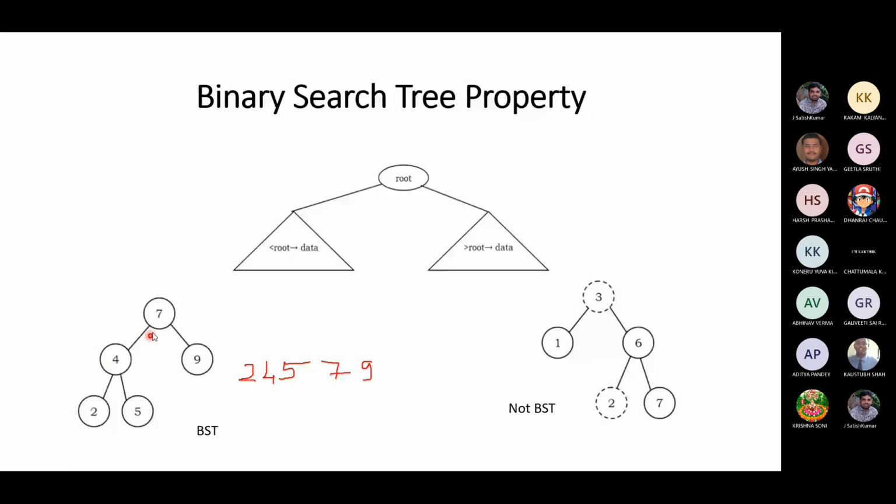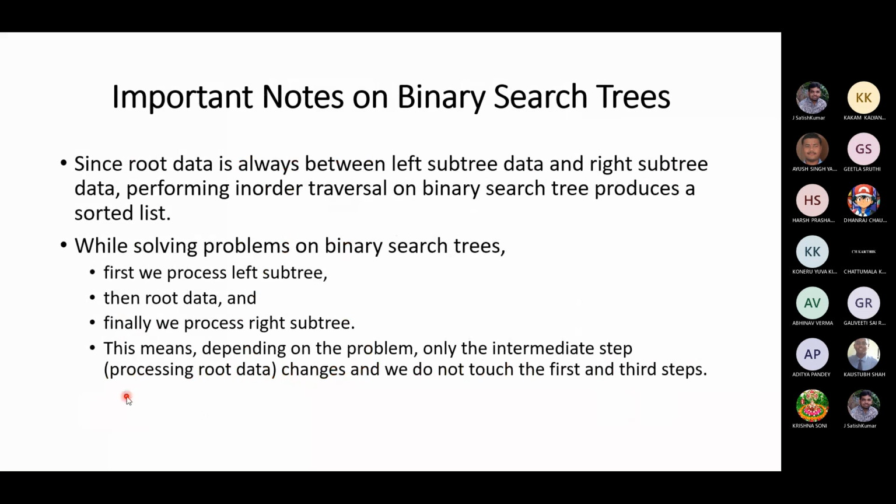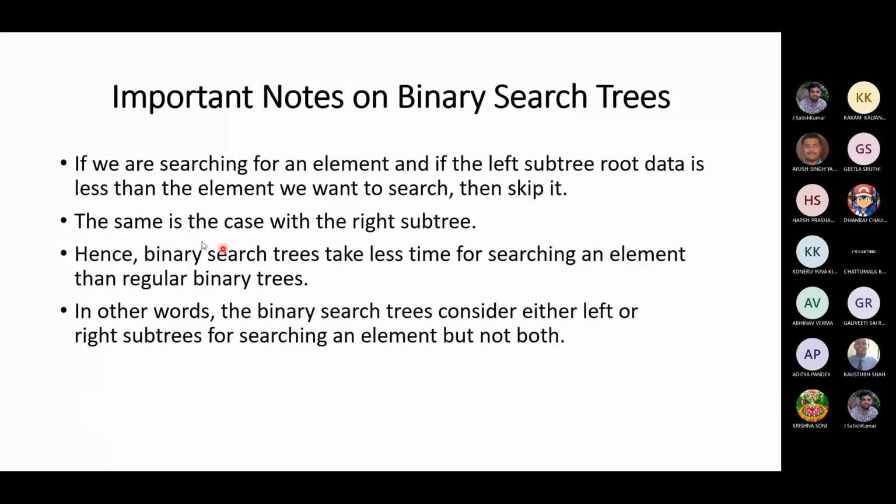Okay, so suppose you want to search 6, you will compare 6 and 7. So 7 is greater, so you will not search the right side, you will only search the left side. Likewise, that's what we have written here. The same with the right subtree. So binary search tree takes less time because it will take only the height of the tree.